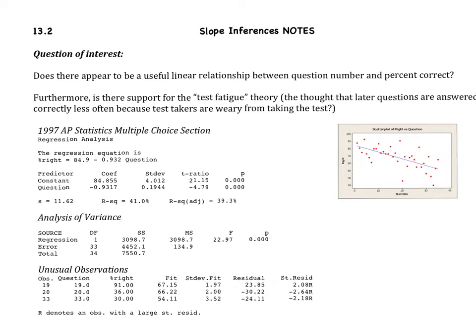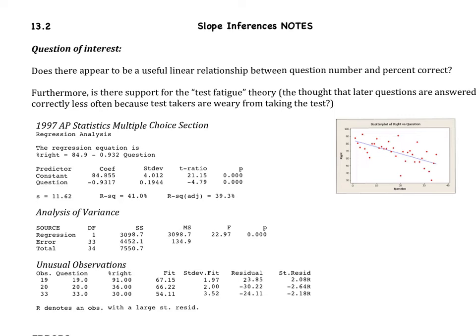Okay. So, question of interest is at the top. We're not going to answer this question just yet. When we do the procedure, we will. But just so you know what the data represents, our question is, does there appear to be a useful linear relationship between question number and percent correct?